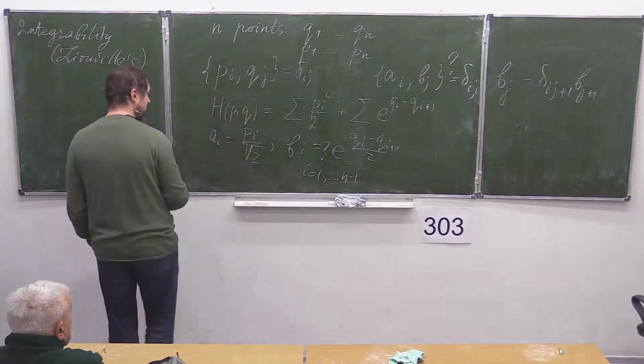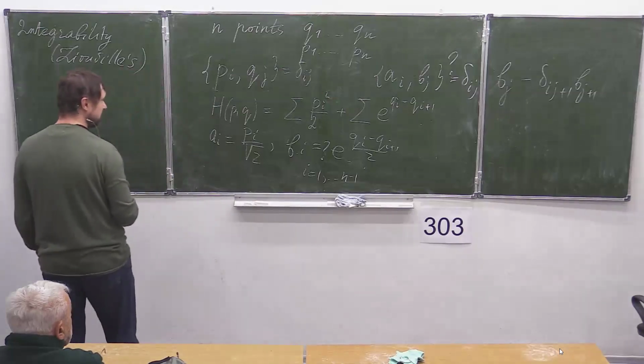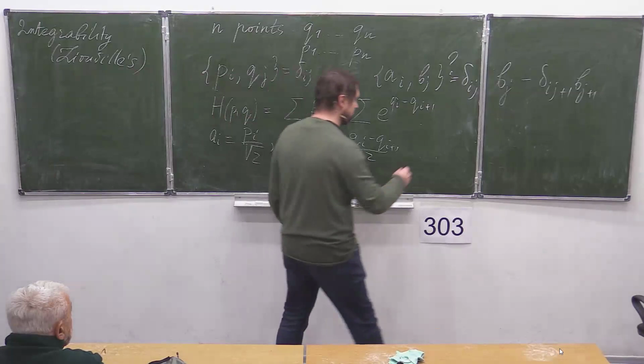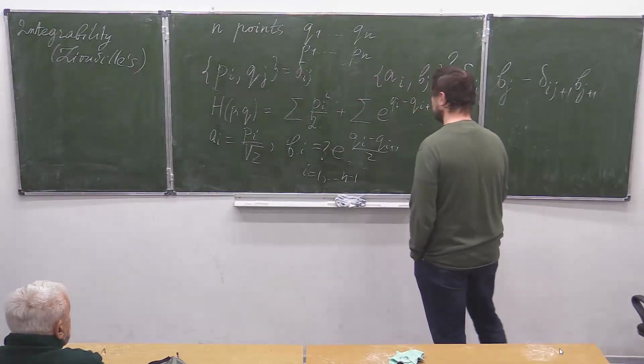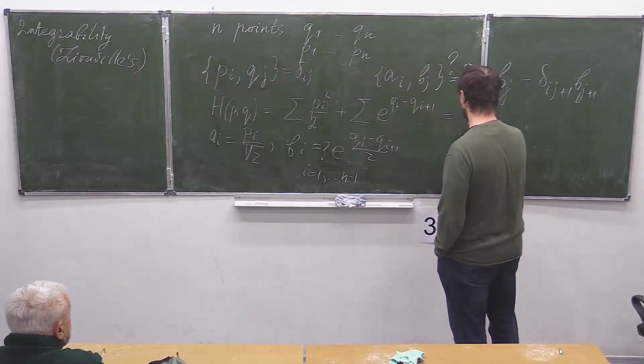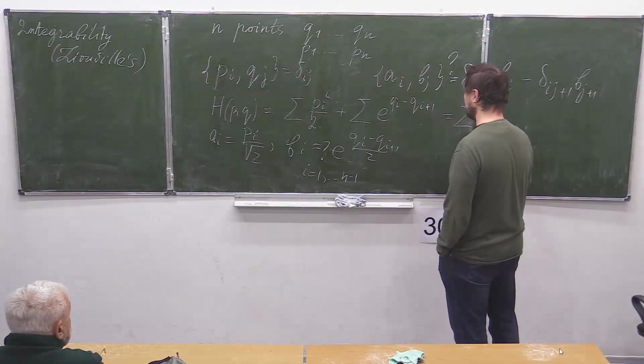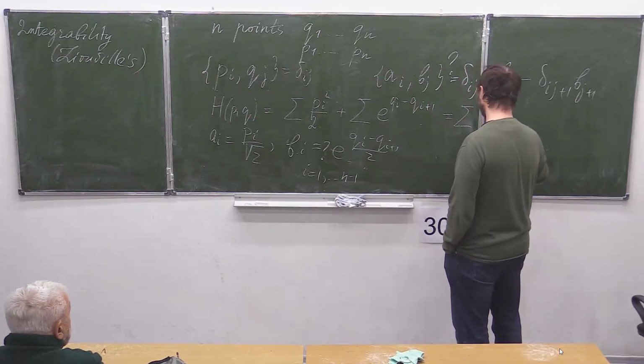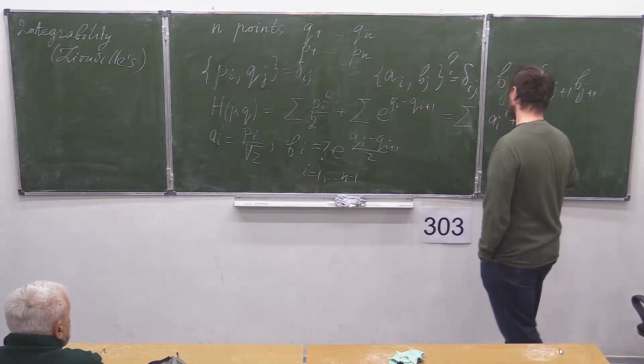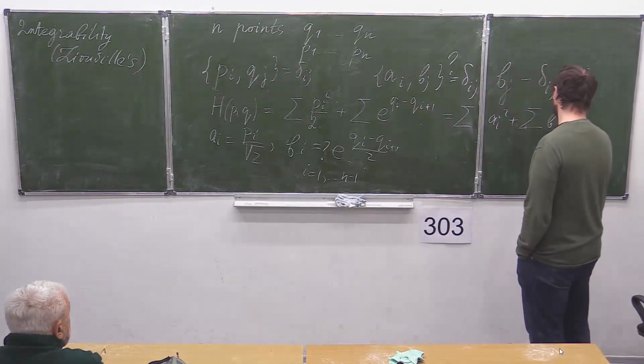And using this commutation relation, and using also the fact that this Hamiltonian function can be rewritten in the form of the sum of ai squared plus bj squared.